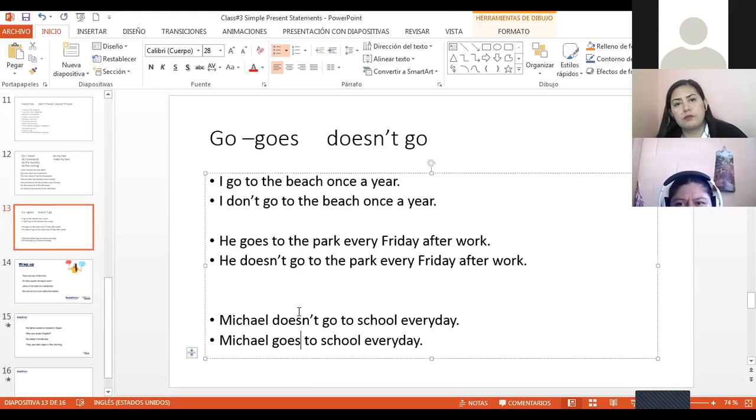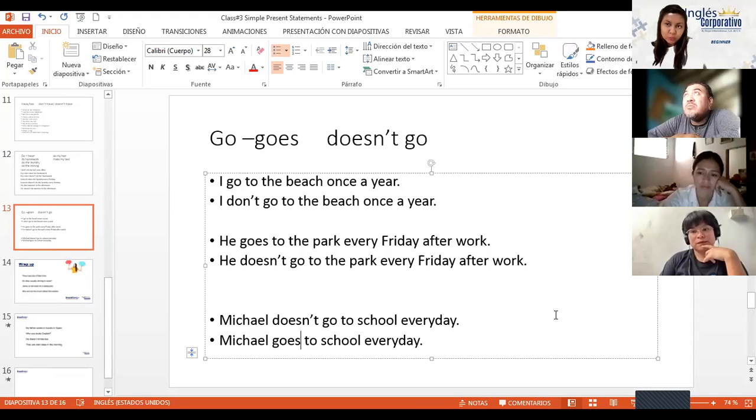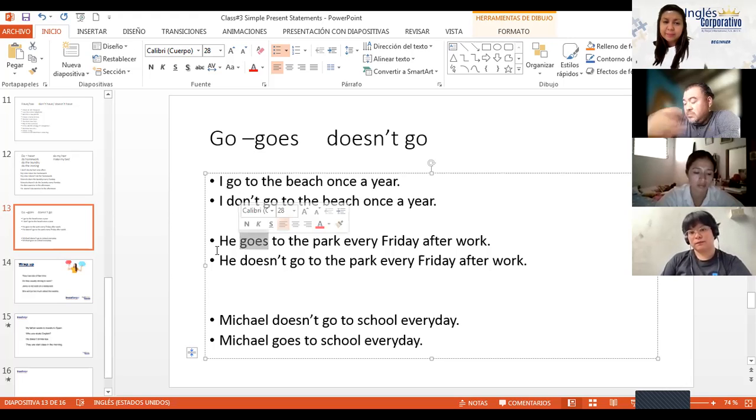No, no, vaya, los verbos auxiliares don't, does, and doesn't, solo lo vamos a ocupar en questions, preguntas, en negatives. Solo para preguntar y para lo negativo, en forma negativa. Ahora, en afirmativo no. En afirmativo lo que vamos a hacer es usar el verbo, según el sujeto. Por ejemplo, aquí he, el verbo es go, pero como es he, entonces le agrego es. He goes to the park every Friday after work.